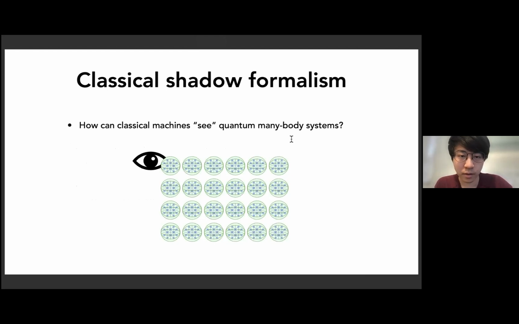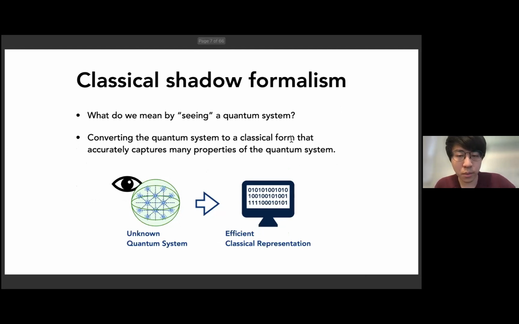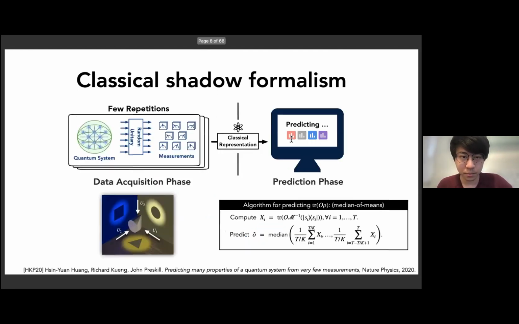In classical shadow formalism, we are trying to answer an even simpler question. In particular, how can classical machines effectively see quantum many-body systems? Here, what we mean by seeing is the ability to convert the quantum system to a classical form, so some efficient classical representation that accurately captures many properties of the original quantum system. In this paper, predicting many properties of a quantum system from very few measurements, published 2 years ago at Nature Physics, we present the following procedure in order to answer this question.